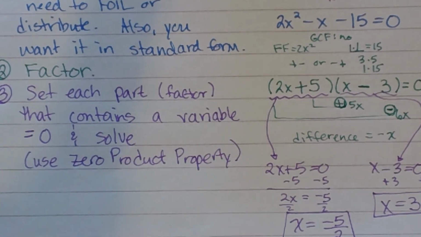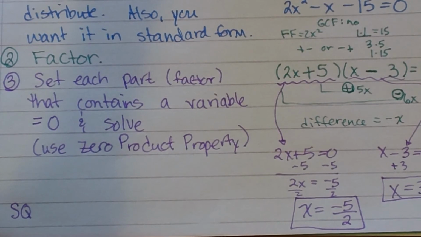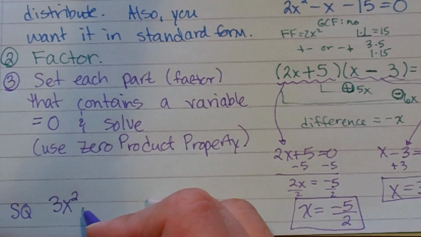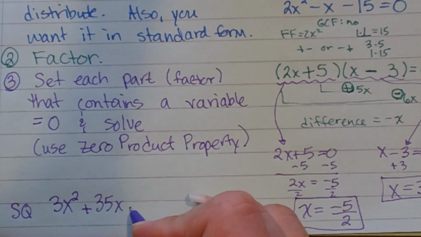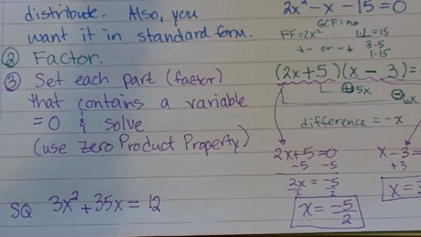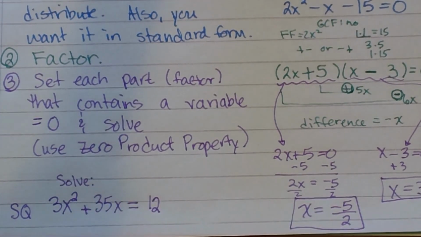Now I want to give you a secret question that you need to work on to solve for class discussion. Let me pick one here. Here's a secret question. The secret question is 3x squared plus 35x equals 12. So your directions are to solve. And that is your secret question.